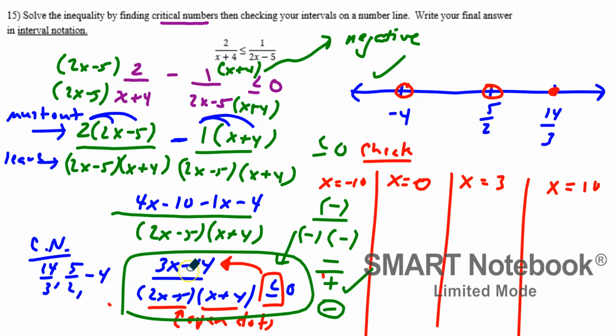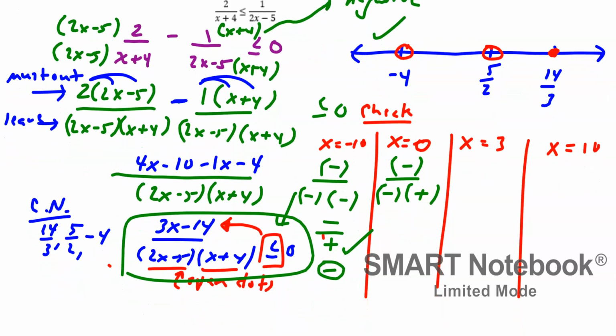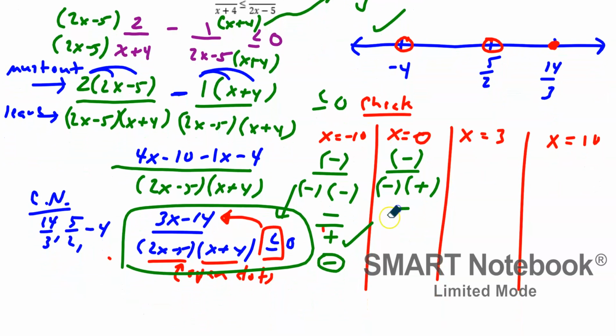If we take 0 and plug it in the top, we are going to get a negative value. In the denominator, 0 in this first one is negative, 0 in the second one is positive. So that means that I have a negative over a negative, which is a positive result, which is what I do not want. I want negative numbers.